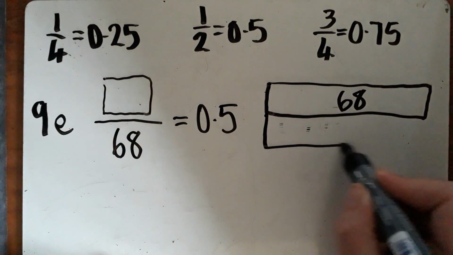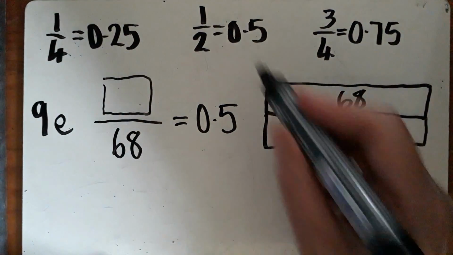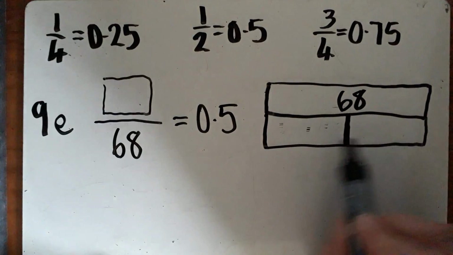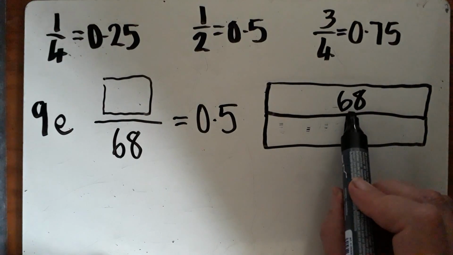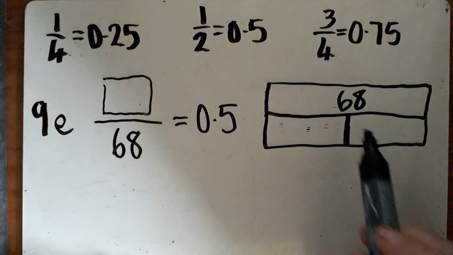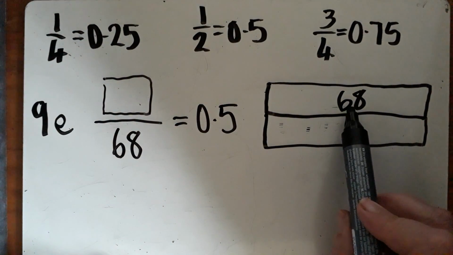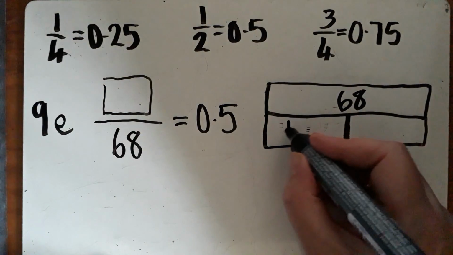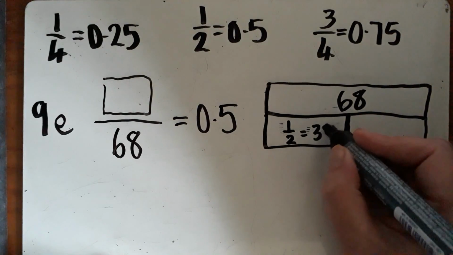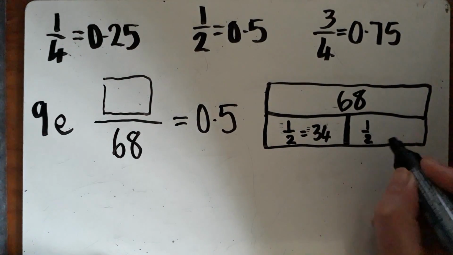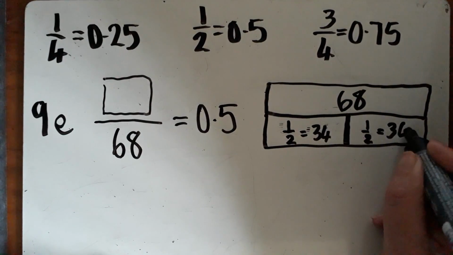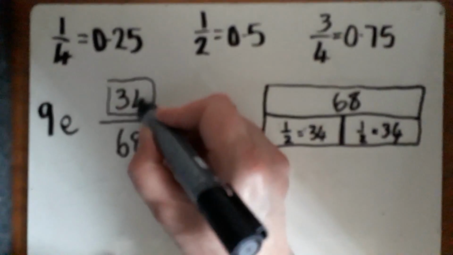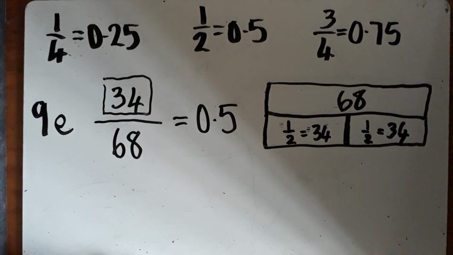68, and I know that 0.5 is the same as a half, so I've just got to divide my next bar into 2 equal parts. And then I'm looking for half of 68. Well, I know that half of 60 is 30 and half of 8 is 4. So half is the same as 34 and half is the same as 34. So my missing value of my numerator is 34.